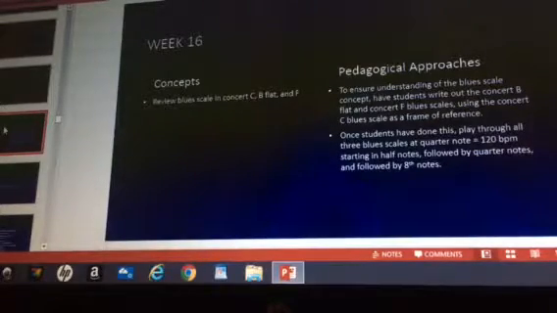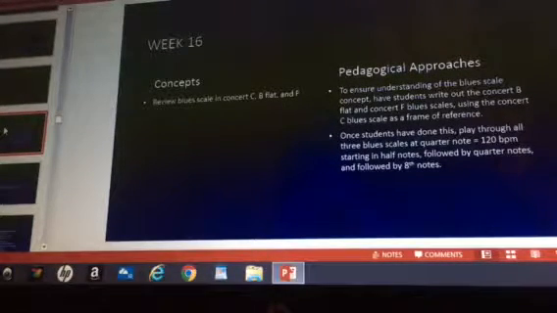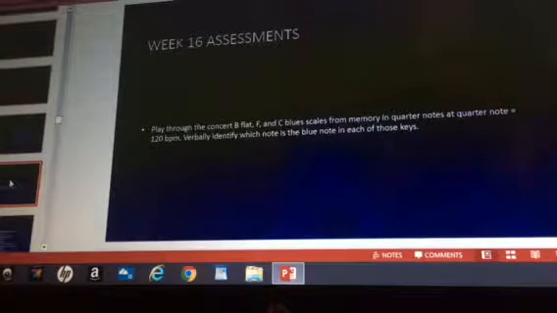And then we're just going to review all three of these blues scales. There's a lot of information I'm throwing at them throughout these three years, so I think it's heavily important to review. So I'm going to have them write out the B flat and the F blues scale using the concert C blues scale, which they just played, as a frame of reference, just to make sure they understand the pitches that make up a blues scale.